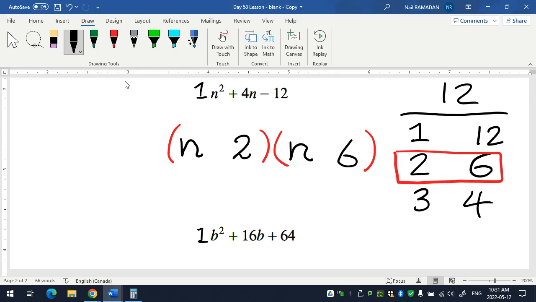Because if you have a minus here and a minus here, and you multiply -2 by -6, what's a negative times a negative? Which means one has to be positive, one has to be negative. So you're saying the 6 has to be positive.